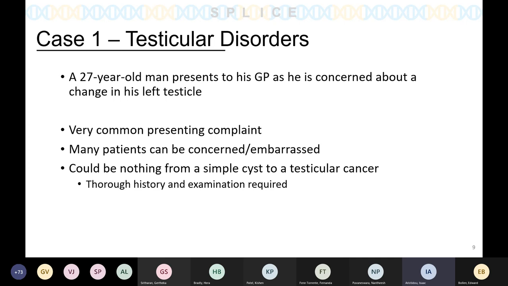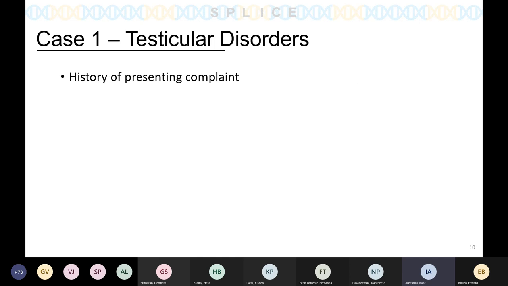In an OSCE, the patient could present quite concerned and embarrassed. It's one of these things that you'll have to use your communication skills for. And as I've mentioned, it could be nothing, but it could be a testicular cancer. So it's quite important. So the history of presenting complaint.